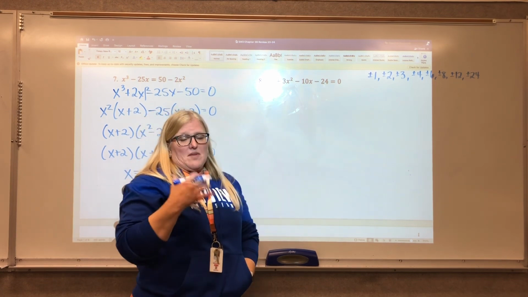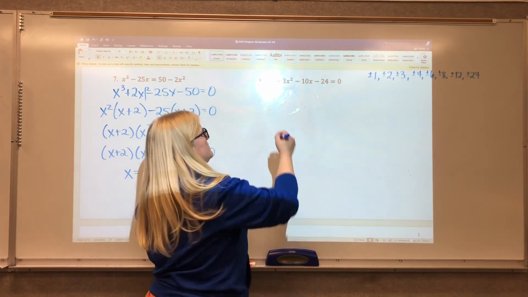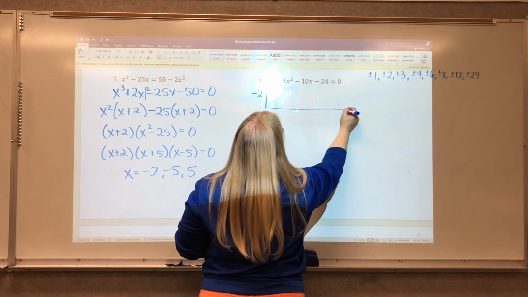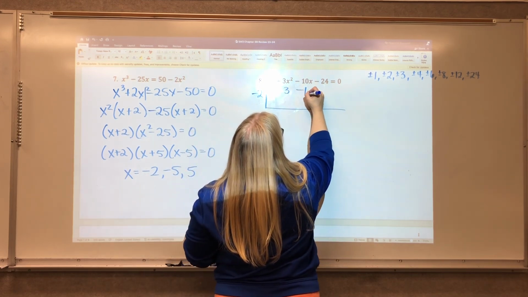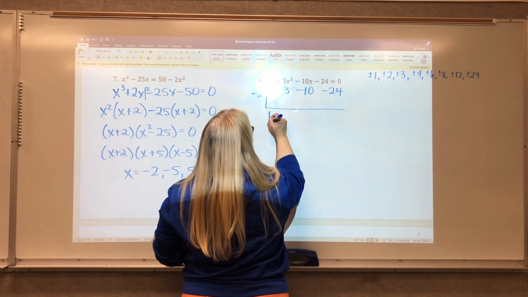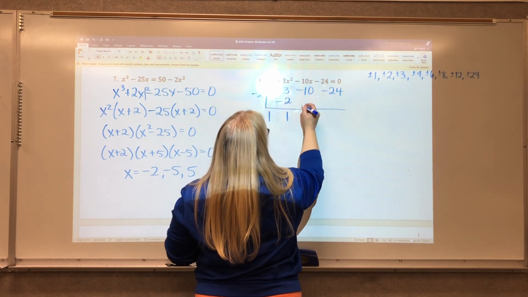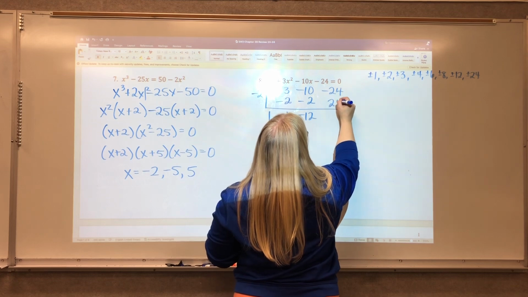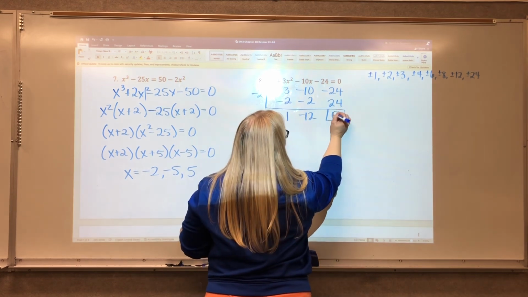And again, that's how I did it, and I tried some. Negative 2 worked. So I'm going to start with negative 2. I've got 1, 3, negative 10, negative 24. We drop 1, negative 2 gives me 1, negative 2, negative 12, positive 24. There's my 0 that I need.